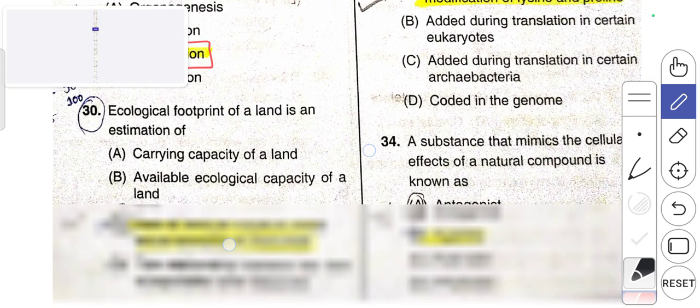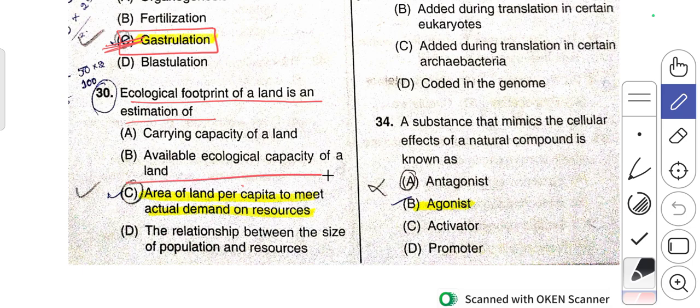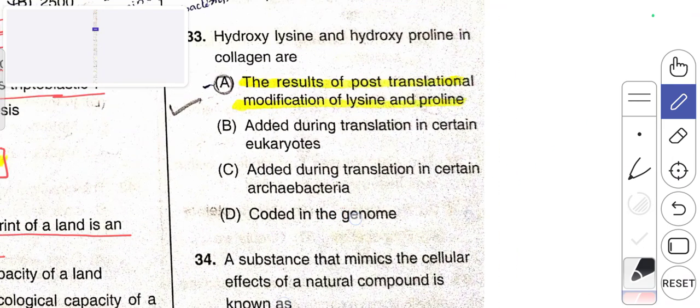Then 30th question, the ecological footprint of a land is an estimation of the area of land per capita to meet the actual demand on resources. So C is the right answer for this question.